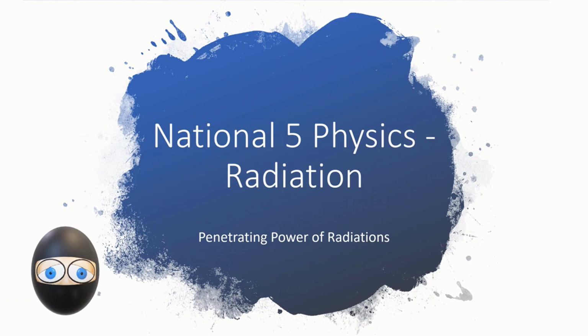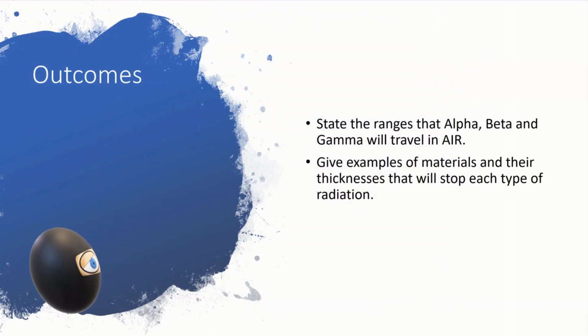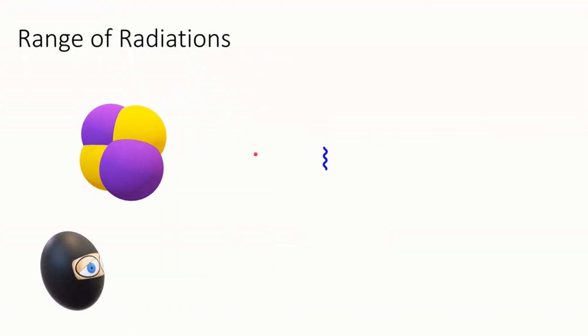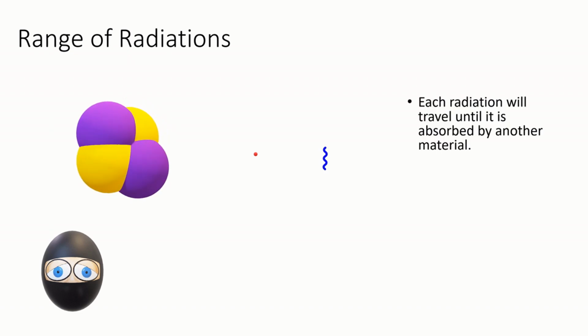Very short one today. In this video we'll be looking at the penetrating power of radiation. Outcomes today. You have to be able to state the ranges of alpha, beta and gamma in air and give examples of the materials and their relative thicknesses that will stop each type of radiation. So the penetrating power describes how far each radiation will travel through materials. Each radiation will travel until it's absorbed by another material.